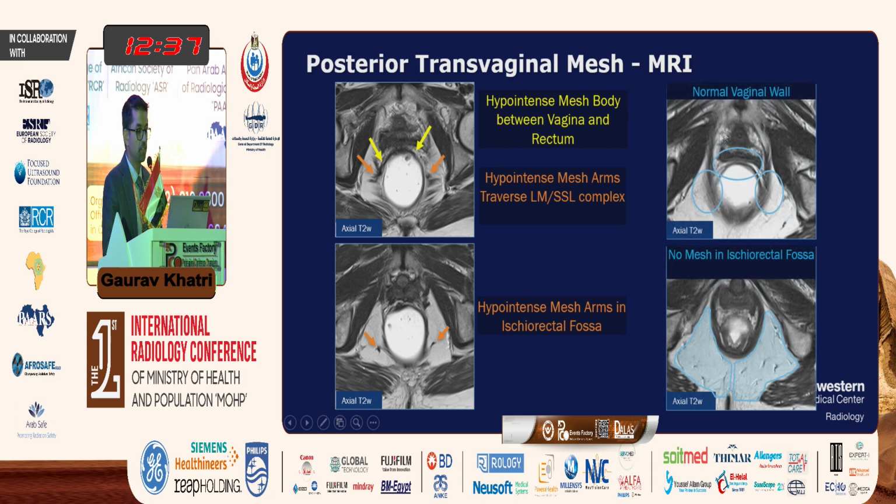Again, for comparison, this is a patient that does not have any mesh. You don't see anything between the posterior vaginal wall and the rectum, nothing is going through the puborectalis muscle, and there's nothing in the ischiorectal fossa, just for comparison.